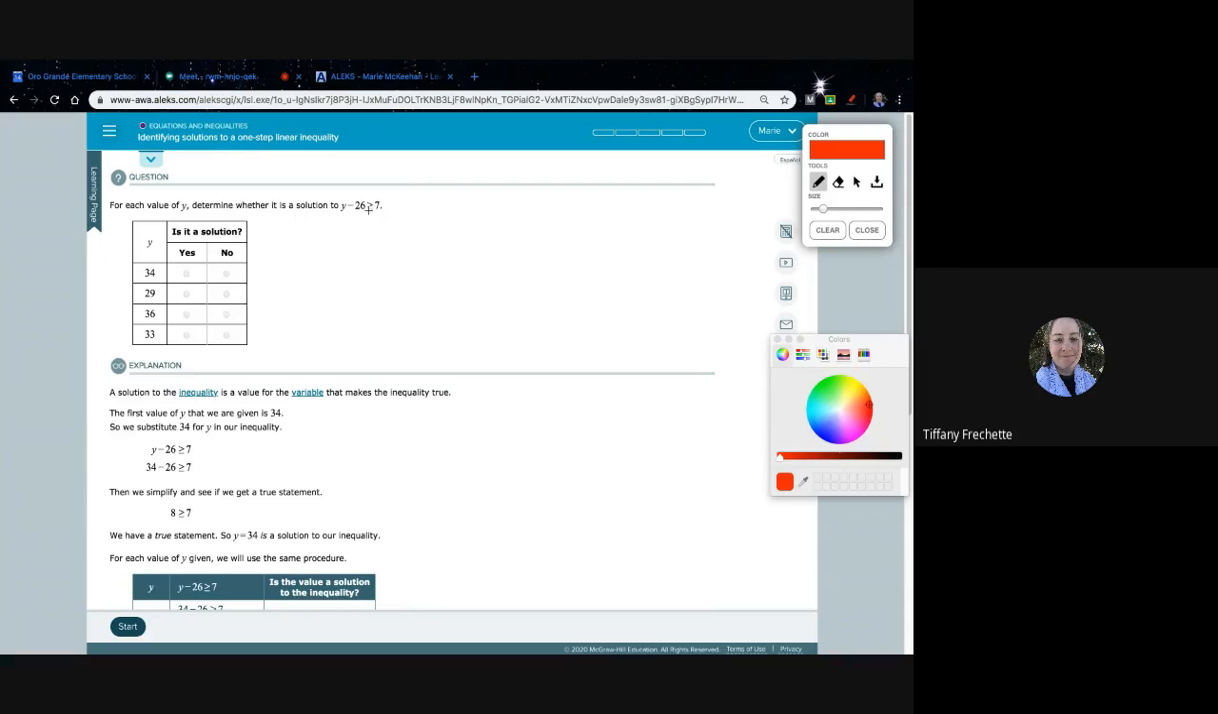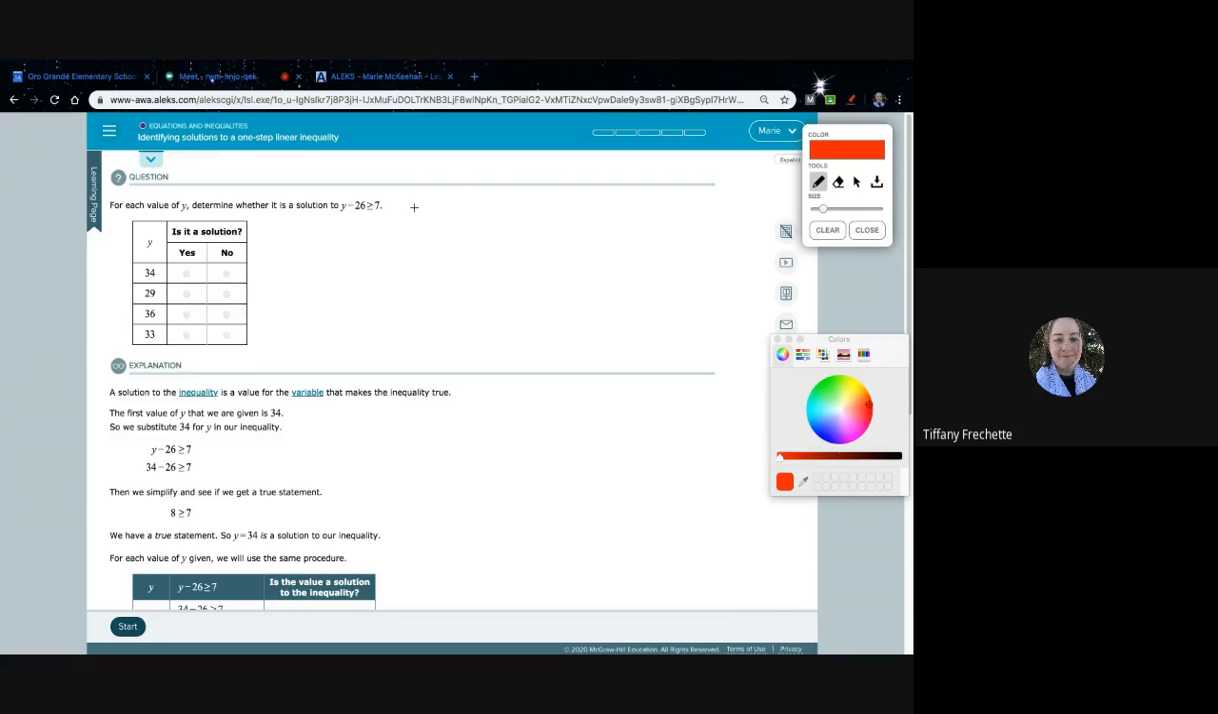Now, sometimes we have an equal sign underneath the inequality sign, and that does mean the sides can still be equal. But it can also be true if it meets the inequality as well. So let's go ahead and look at this. We'll look at the first one here.